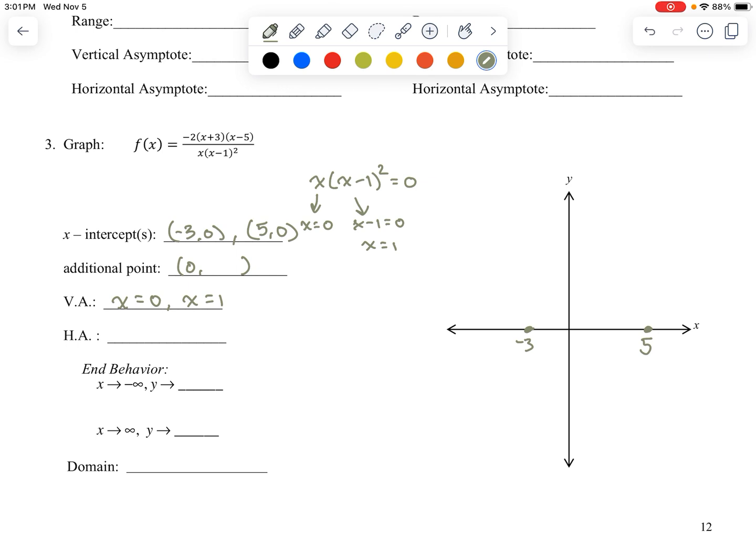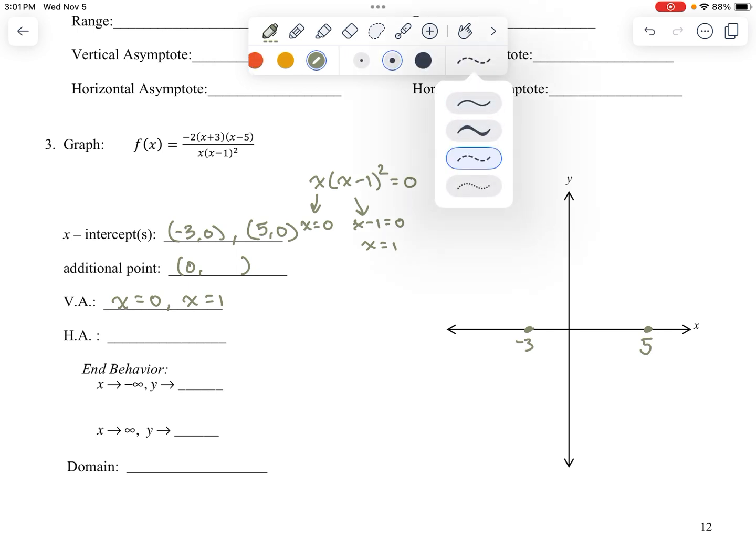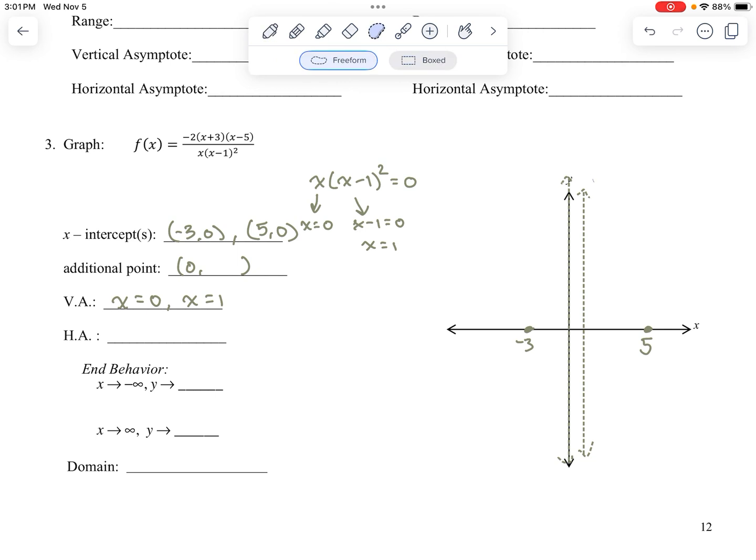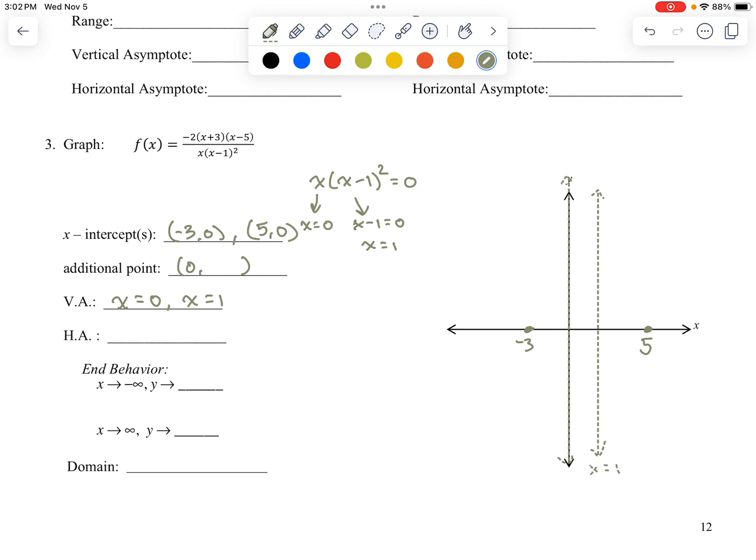And x equals 1 is going to be an even vertical asymptote. So here's x equals 1. And then x equals 0. Not much space between them. Let me move them a little further apart. Okay, that's better.